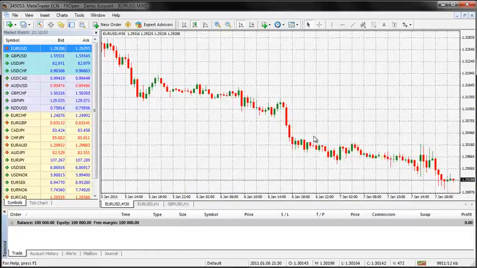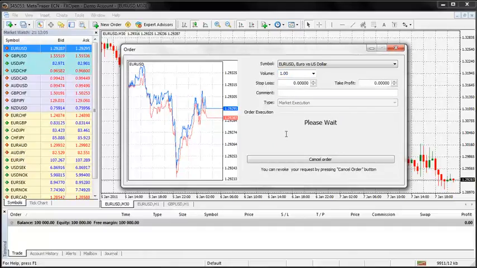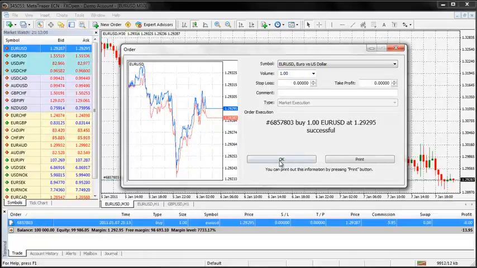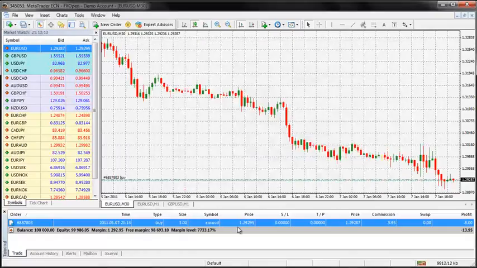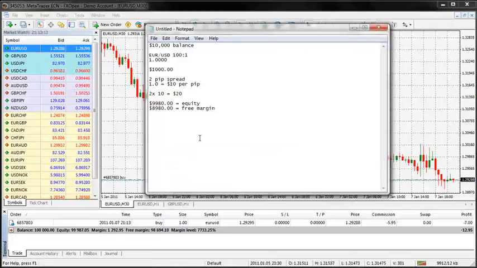Alright, so we can go ahead. Let's say, for instance, that I felt this trade was going to go up. So I'm going to put in one lot and click on buy, for argument's sake. Okay, so we can now see these figures coming through, as I'm trying to explain.